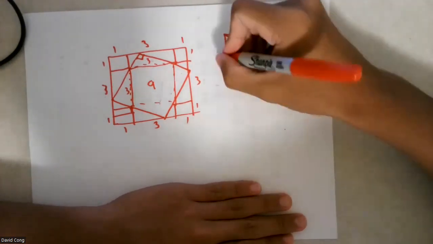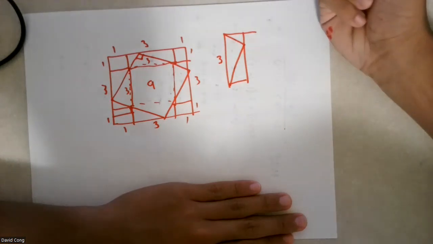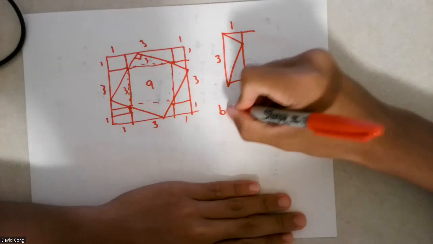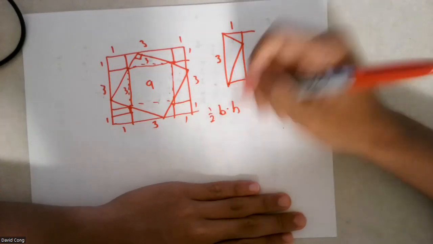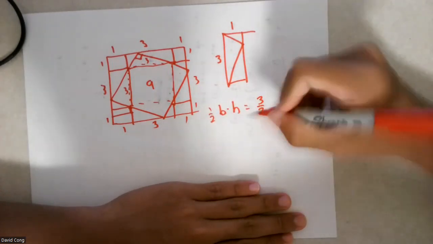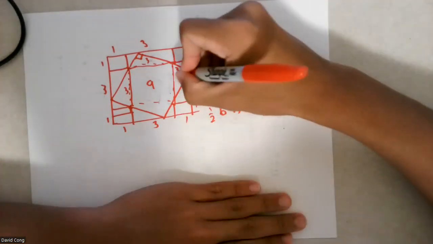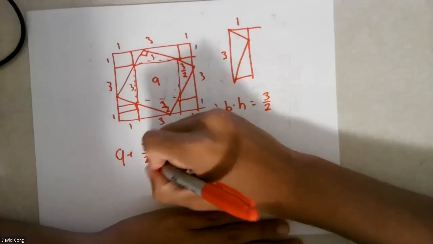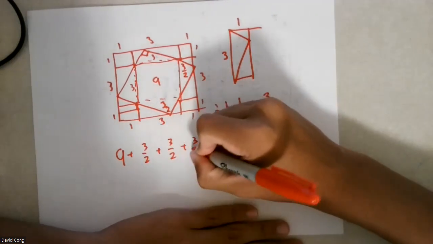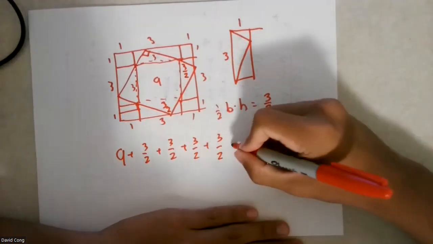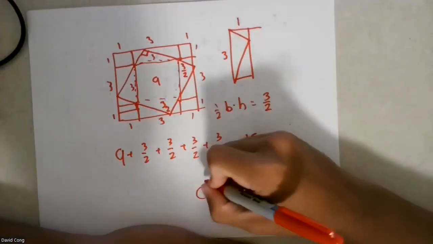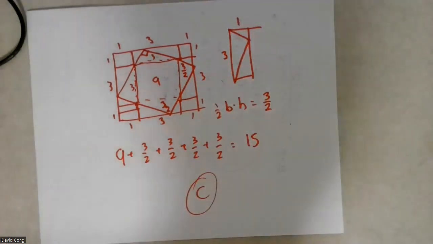Each one of these small triangles, we know that this is a length of 3. And we went over this is a height of 1. So what do we know? We have the base and the height. So 1/2 base times height is equal to 3 halves. So each one of these has an area of 3 halves. So what does this tell us? You get 9 plus 3 halves, plus 3 halves, plus 3 halves, plus 3 halves equals 15. We have an area of 15, which is C.